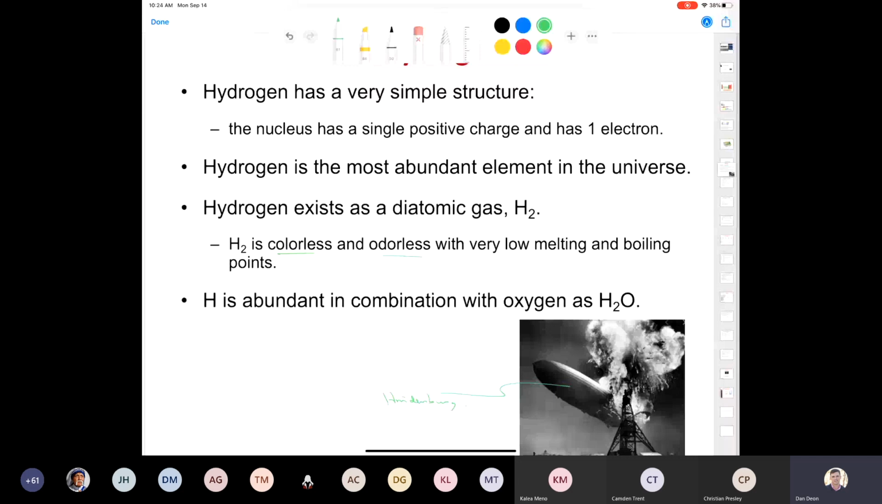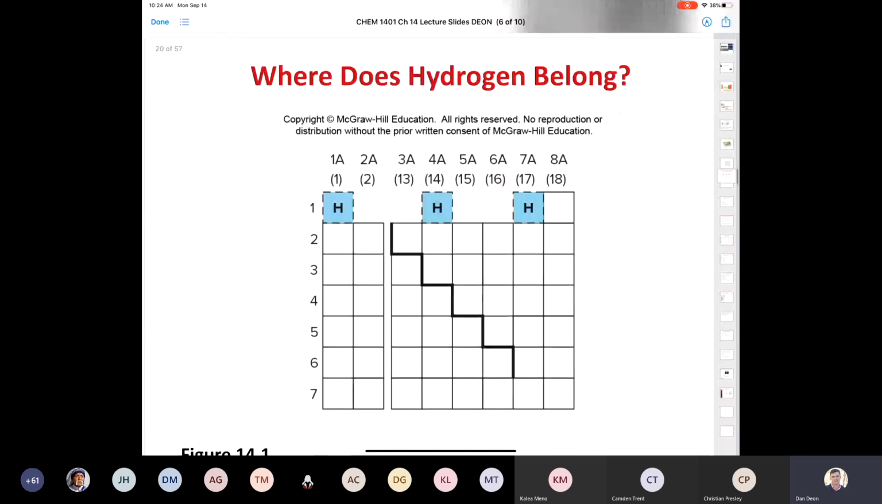Anyhow, hydrogen is most abundant in combination with oxygen. So most of the hydrogen on the Earth is obviously found in water. But I wanted to share a couple more things about hydrogen.